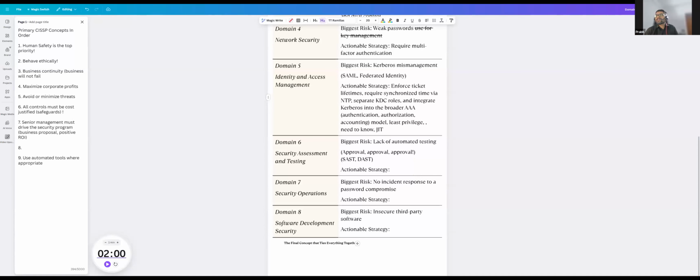So I want to make it more simple. Need to know deals with the object, and least privilege deals with the subject. Simple, like an example, the same thing. Great answer.